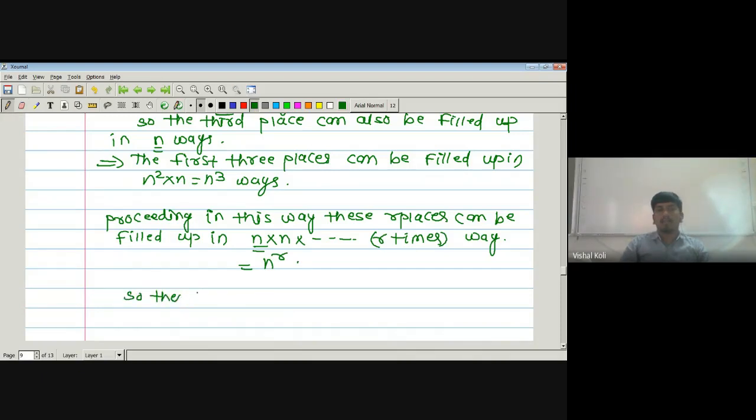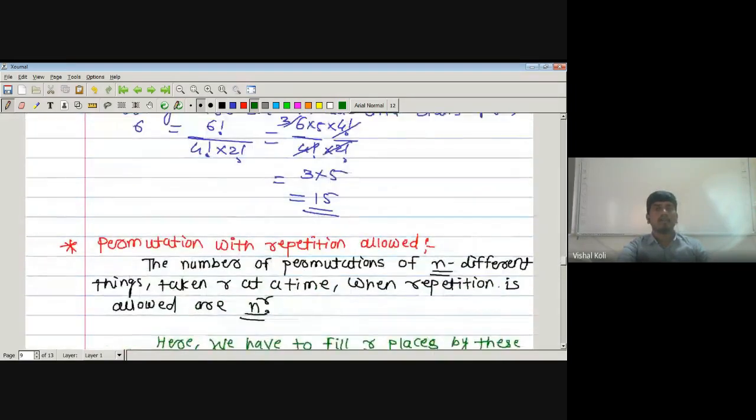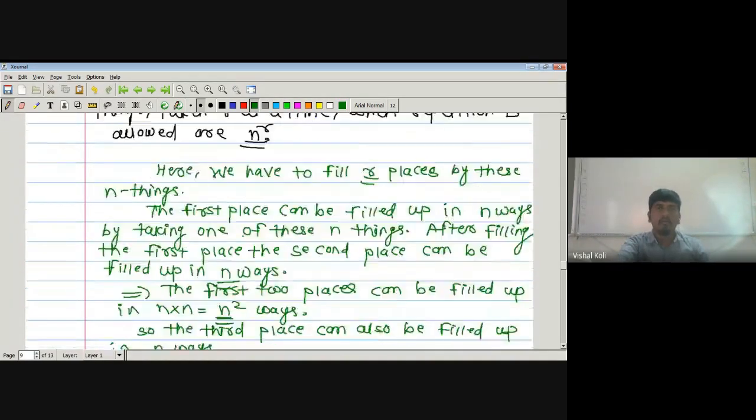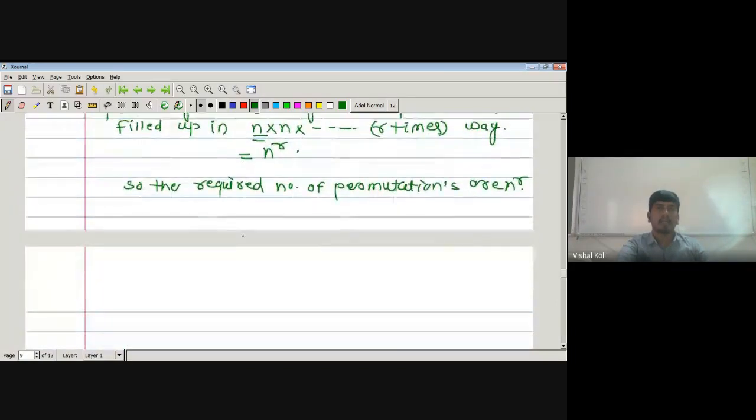So the required number of permutations are n to the power r, and that is what we had to prove. That is, the number of permutations of n different things taking r at a time when repetition is allowed is n raised to r, and that is what we have proved. Now see its example.